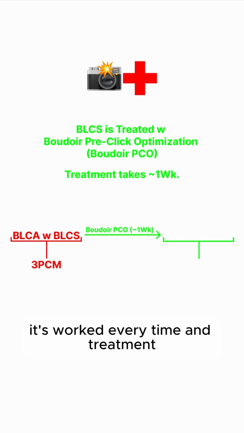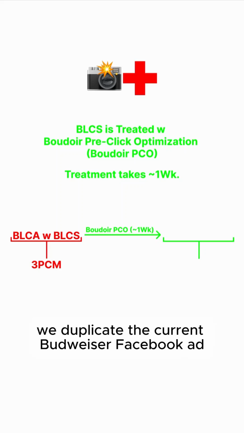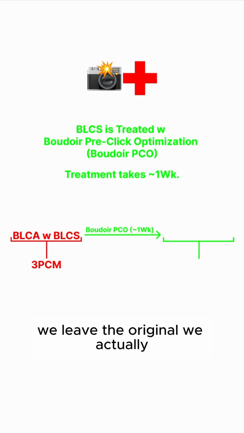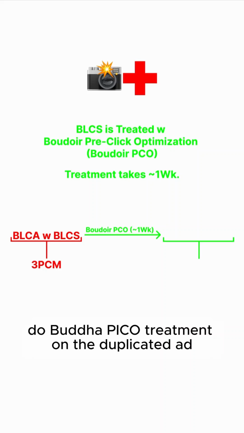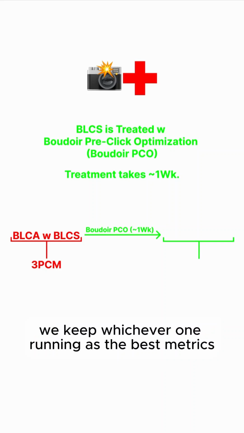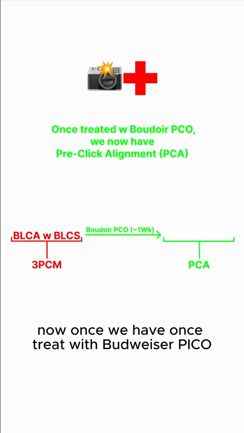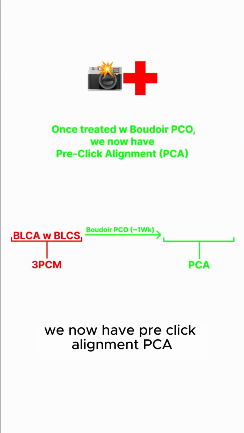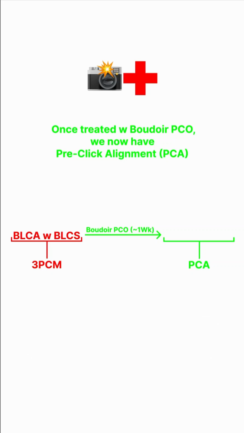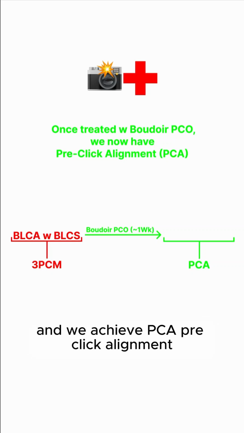It's worked every time. And the way treatment works is we duplicate the current Boudoir Facebook ad, and we leave the original and we actually do Boudoir Pico treatment on the duplicated ad, which takes about a week. At the end, we keep whichever one running has the best metrics. Now, once treated with Boudoir Pico, we now have pre-click alignment, PCA. So we get rid of the 3 pre-click mistakes and we achieve PCA, pre-click alignment.